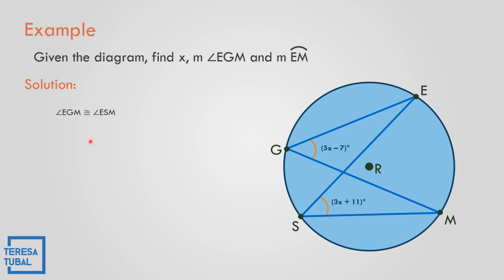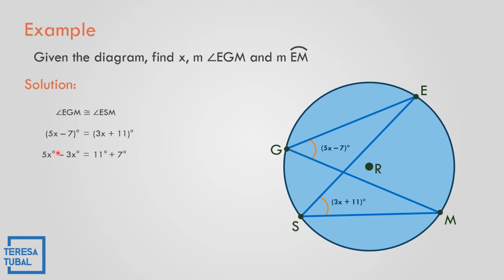So let us proceed. Angle EGM is the quantity 5x minus 7 degrees, while angle ESM is the quantity 3x plus 11 degrees. If we distribute the degrees, that is 5x degrees minus 7 degrees equals 3x degrees plus 11 degrees. So let us combine like terms: all x on the left side, all numbers on the right side.